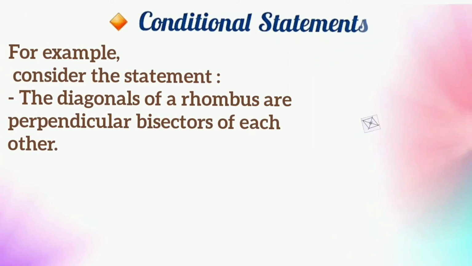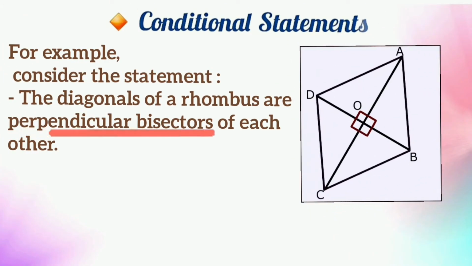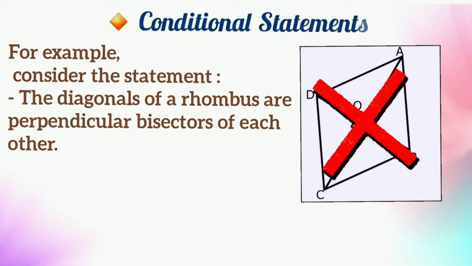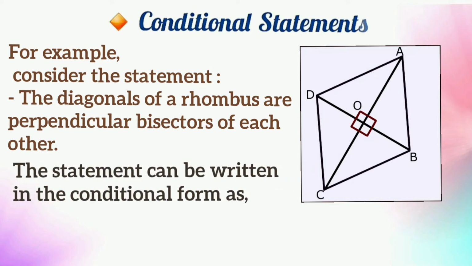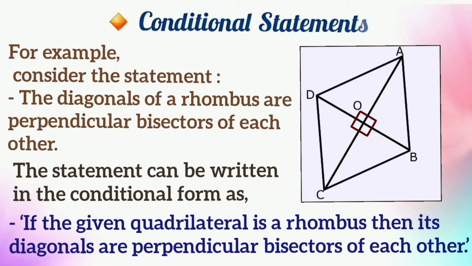The diagonals of a rhombus are perpendicular bisectors of each other. So this statement you have heard or learned in previous standards also. So you know if a rhombus has diagonals, then their diagonals are perpendicular bisectors of each other. So this statement can be written in a conditional form as: if the given quadrilateral is a rhombus, then its diagonals are perpendicular bisectors of each other.